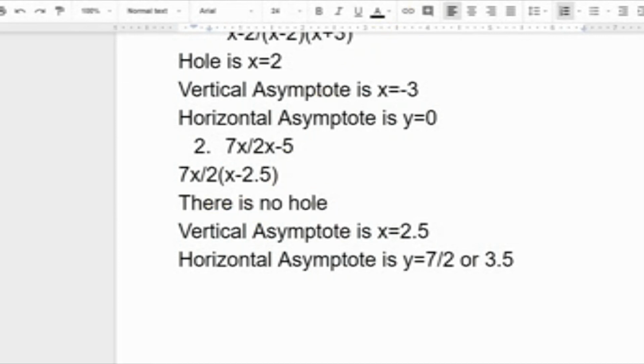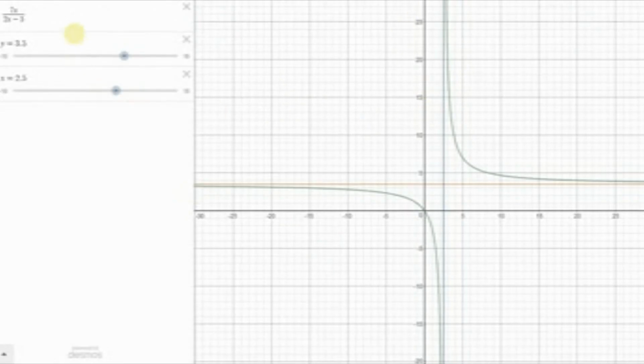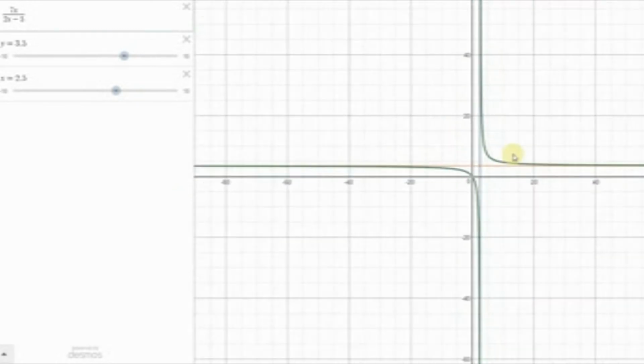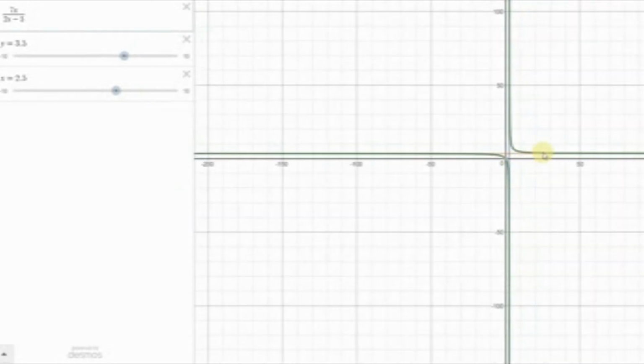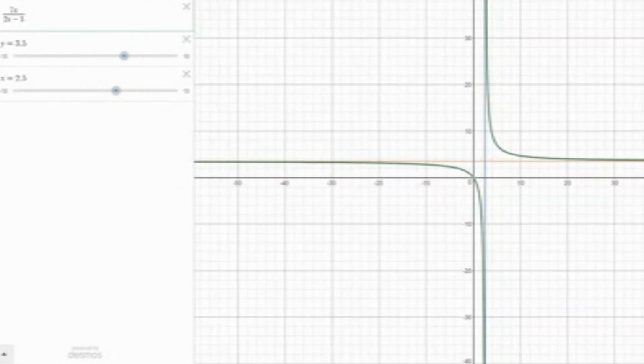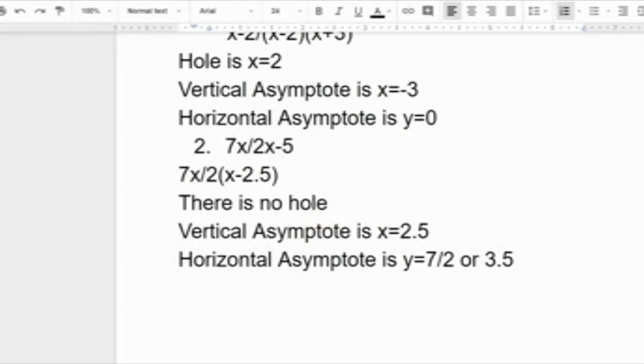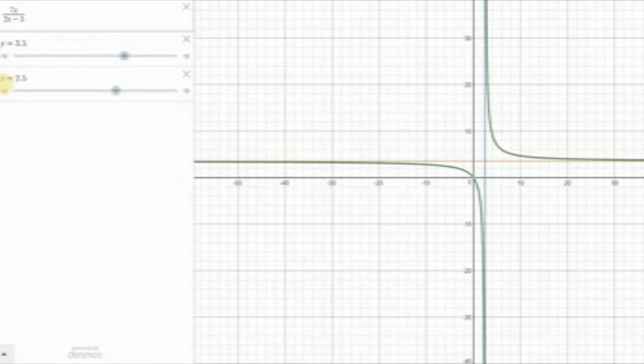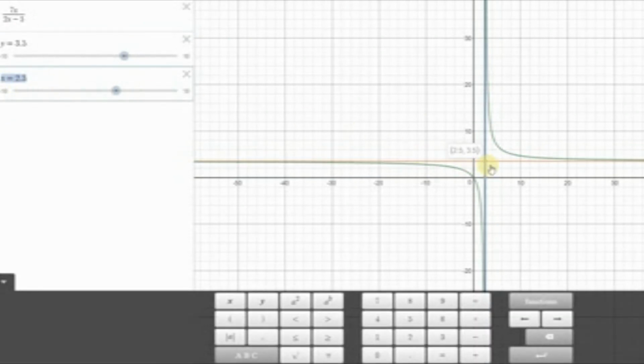So there is no hole, so if you were to look at the graph of 7x over 2x minus 5, there would be no hole anywhere in the function. If you look anywhere, there will be no hole. The vertical asymptote is x equals 2.5, so I set it to x equals 2.5 over here, and this is the blue line. And as you can see, this is the vertical asymptote.